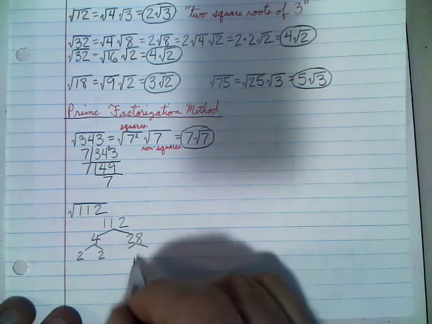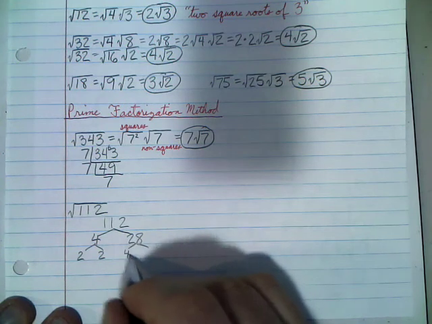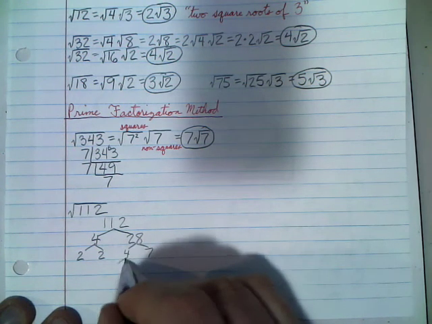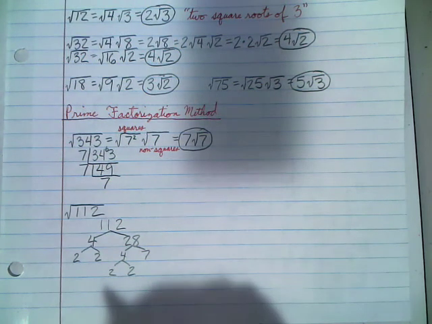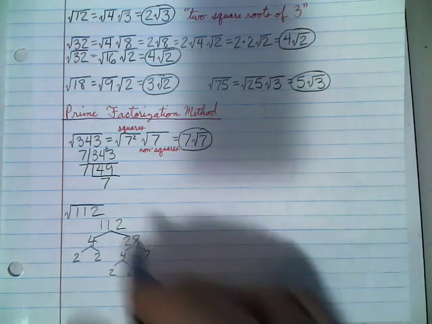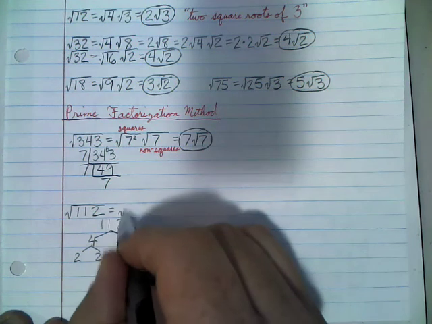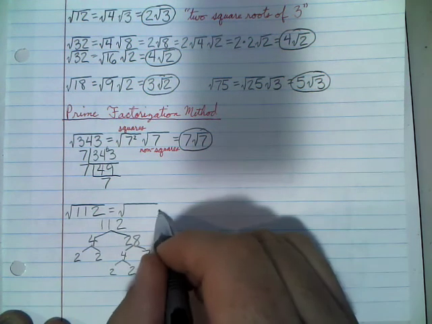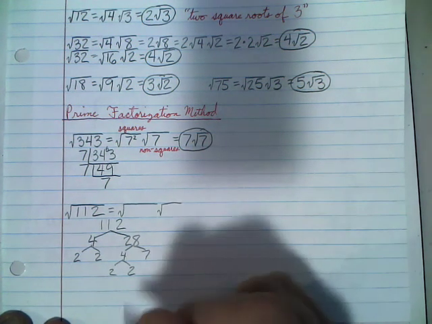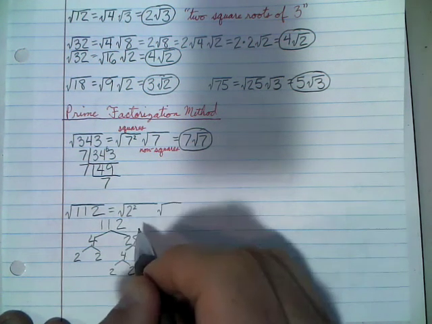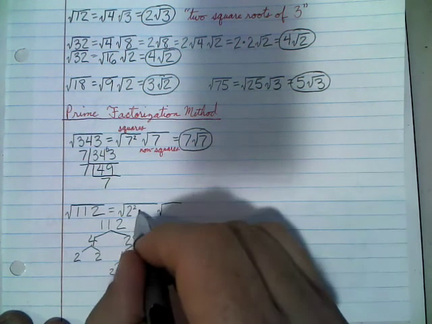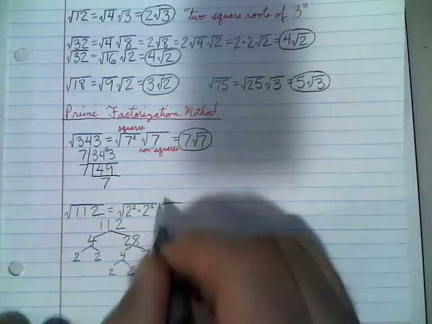28 will split up into, let's make this 4 and 7, because we already know that 4 is 2 times 2, and then 7 is prime. So I'm going to make two radicals again, one for the squares and one for the non-squares, the leftover. Well, here, there's a pair of 2's, so I can put a 2 squared in, but I've got another pair of 2's, so I can put another 2 squared in.